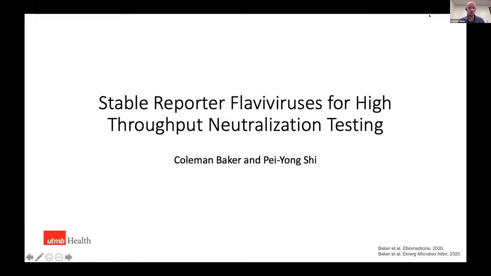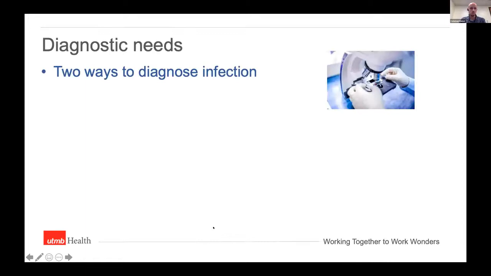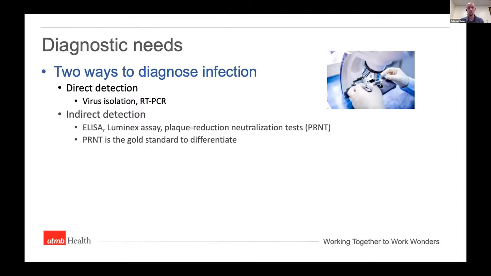and talk with you about stable reporter flaviviruses and using them for high throughput neutralization testing. So typically, diagnostic ways to diagnose infection are broken down into two different ways. There's direct detection. So you're either isolating the virus and growing it in cells, or you're detecting it by RT-PCR. These are well-established methods, though virus isolation can be tricky. But the drawback is that you can only do these during the viremic period, which can be transient, which leaves us with indirect detection methods.